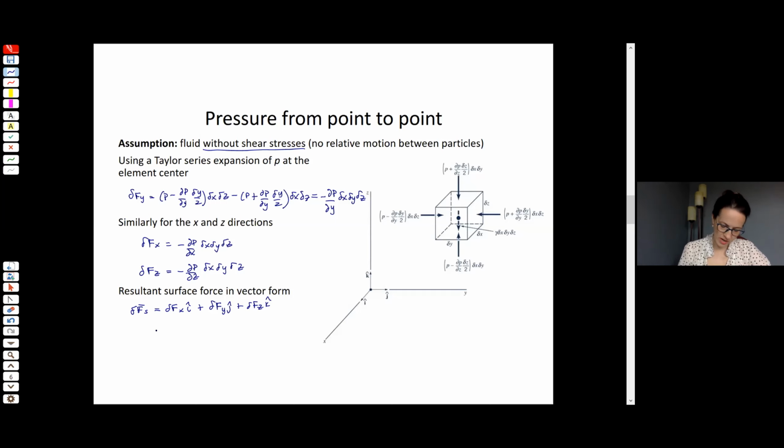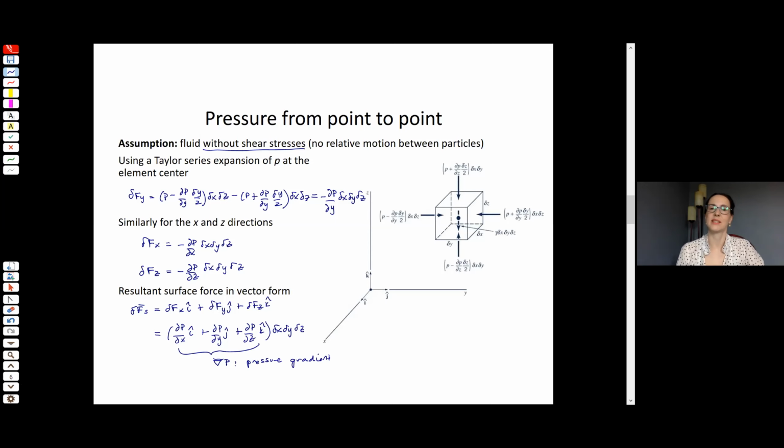Or we can write it like this: minus dp/dx in the i direction plus dp/dy in the j direction plus dp/dz in the k direction, times the infinitesimal volume. And this quantity is del P, the pressure gradient. So in other words, a vector quantity that tells you how much the pressure magnitude changes in each direction. All right.